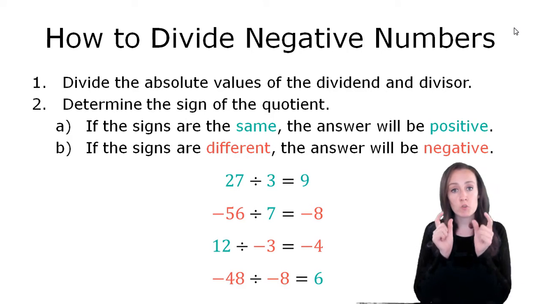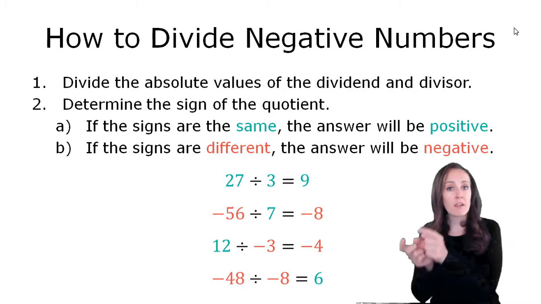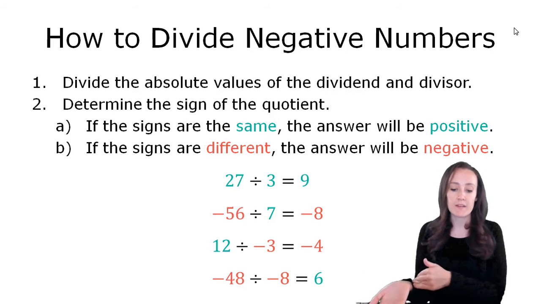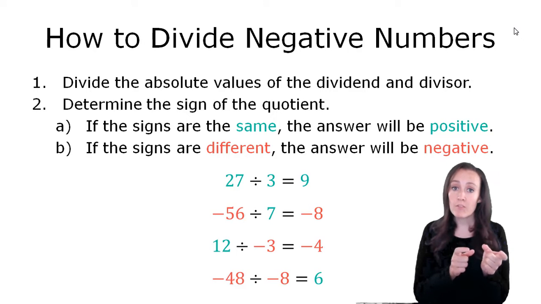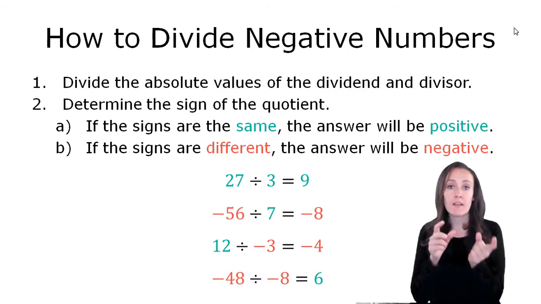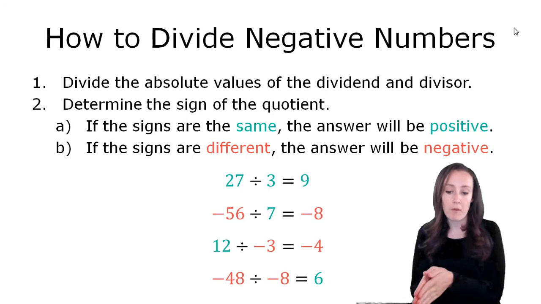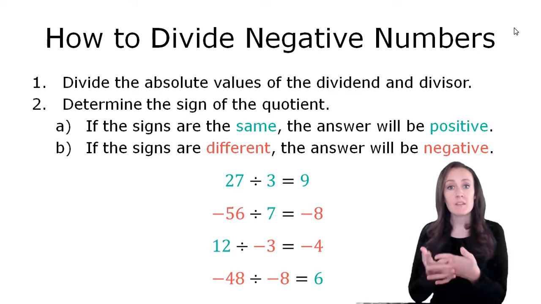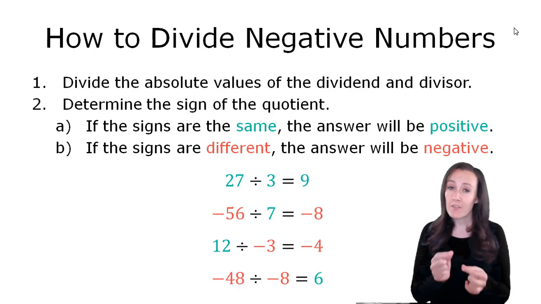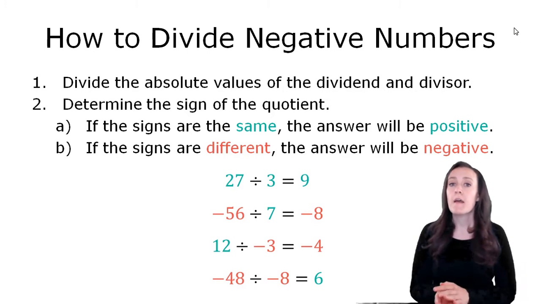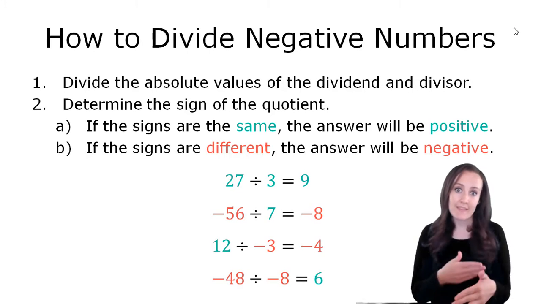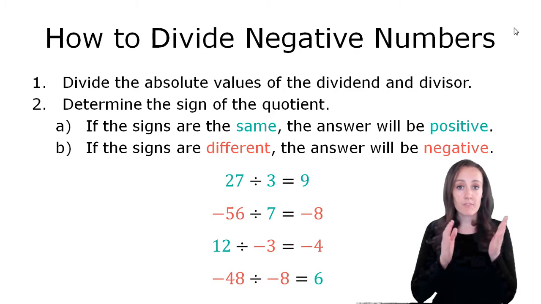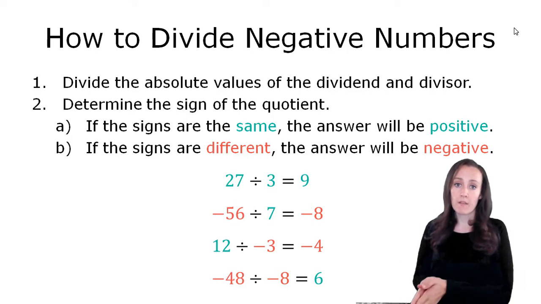So if you have 2 positive numbers divided, your answer is going to be positive, like 27 divided by 3 equals positive 9. If you have 2 negatives, those are also the same sign, and so your answer is going to be a positive answer. Like negative 48 divided by negative 8 is a positive 6. And I know that can be a little bit counterintuitive, so I'm going to show you why that is the case in this video. But basically, if they're the same sign, then you're going to have a positive answer.